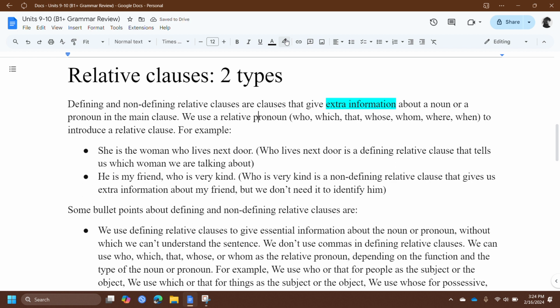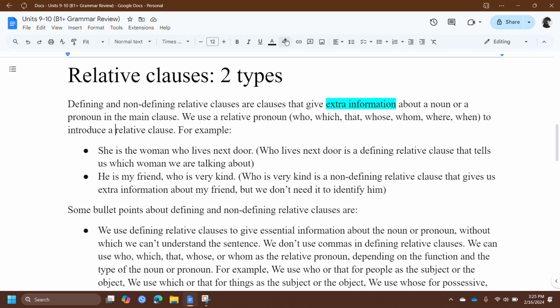We use a relative pronoun like who, which, that, whose, whom, where, and when. Some people call them relative adverbs as well, to introduce a relative clause. Now, just be careful, guys. We are mentioning it as extra information, but when we talk about it, it's going to get divided into essential and non-essential extra information, which will be important. So just keep that in mind.